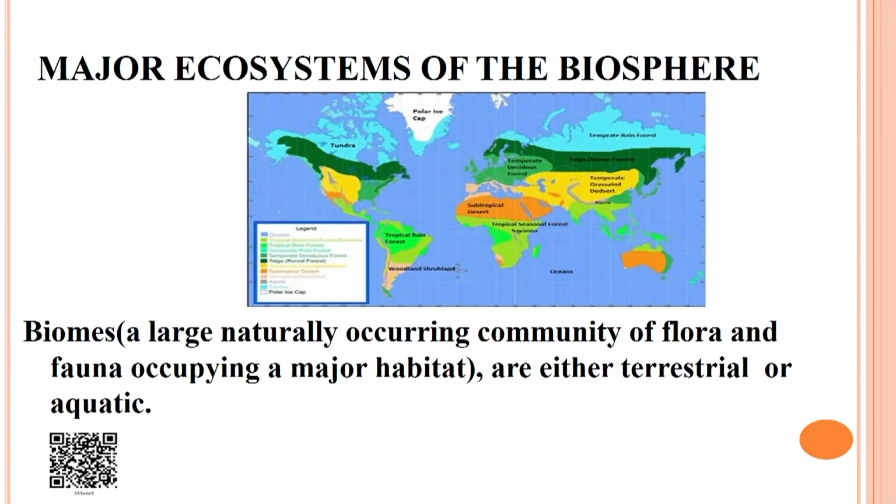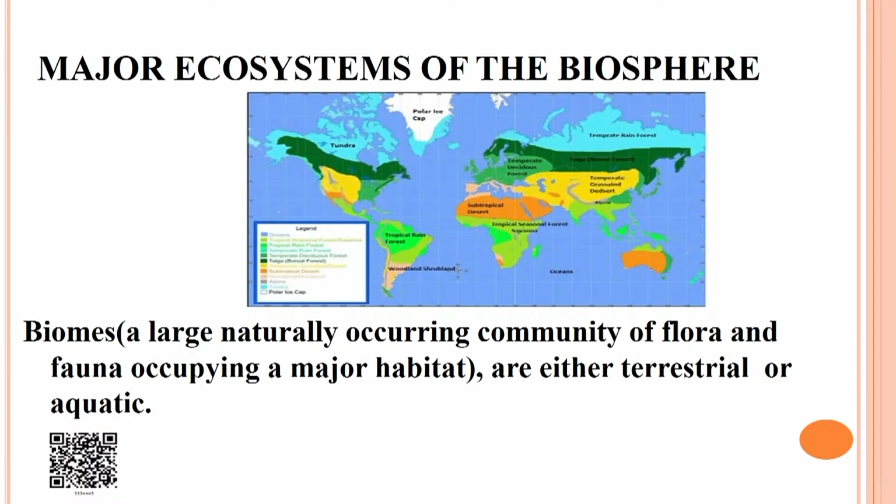Now we will take the major ecosystems of this biosphere. We know biomes are either terrestrial or aquatic, and water biomes are largely naturally occurring communities of flora and fauna occupying major habitats. Biomes can be terrestrial or aquatic, so natural ecosystems are also terrestrial as well as aquatic.